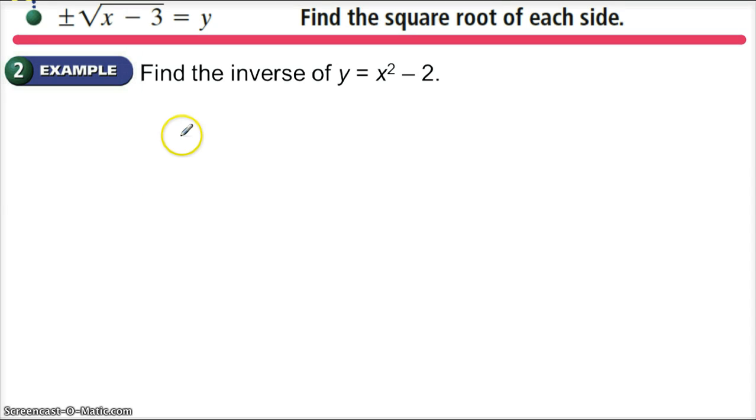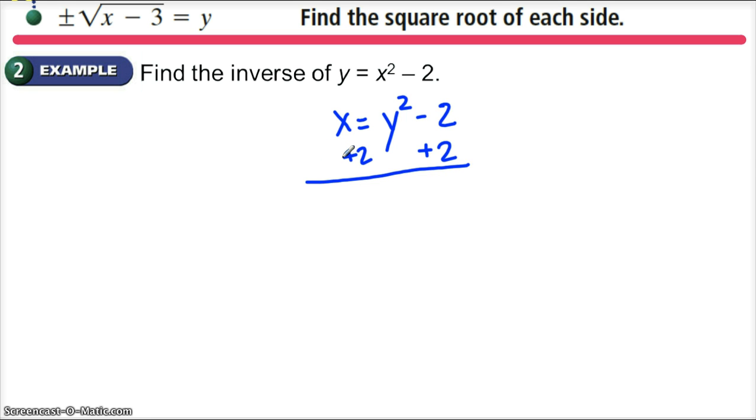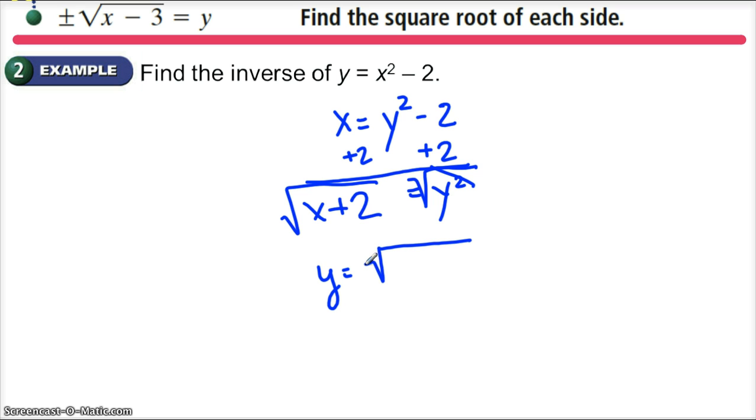So to find the inverse, first thing to do is switch variables. So x equals y squared minus 2. We need to solve it for y, so we're going to add 2 to both sides. And so now we have x plus 2 on the left equals y squared. To get rid of that square, we have to take the square root of both sides. That cancels out, and we have y equals the square root of x plus 2. And that is your answer. Pretty cool, huh?